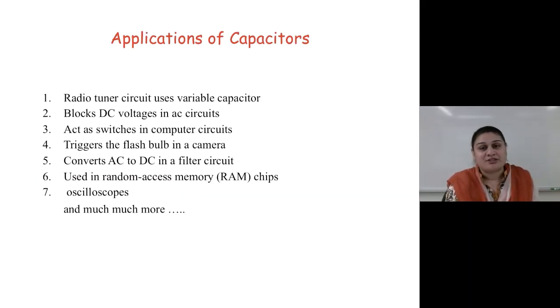So some applications of capacitors are given here. For example, they are used in radio tuner circuits, variable blocks, DC voltages in AC circuits. They act as switches in computer circuits. They trigger flash bulbs in cameras. They convert AC to DC in a filter circuit. They are used in RAM chips. They are used in oscilloscopes. They are in many more places.